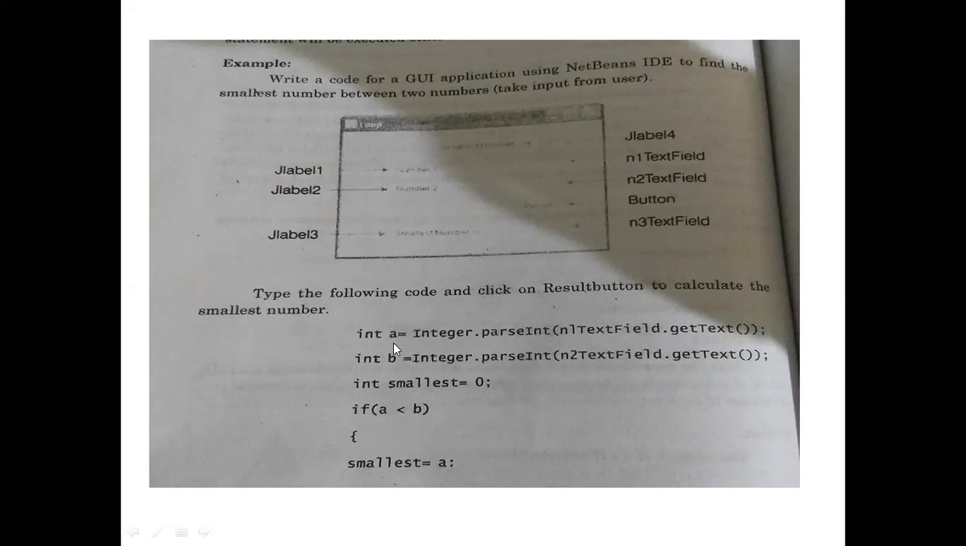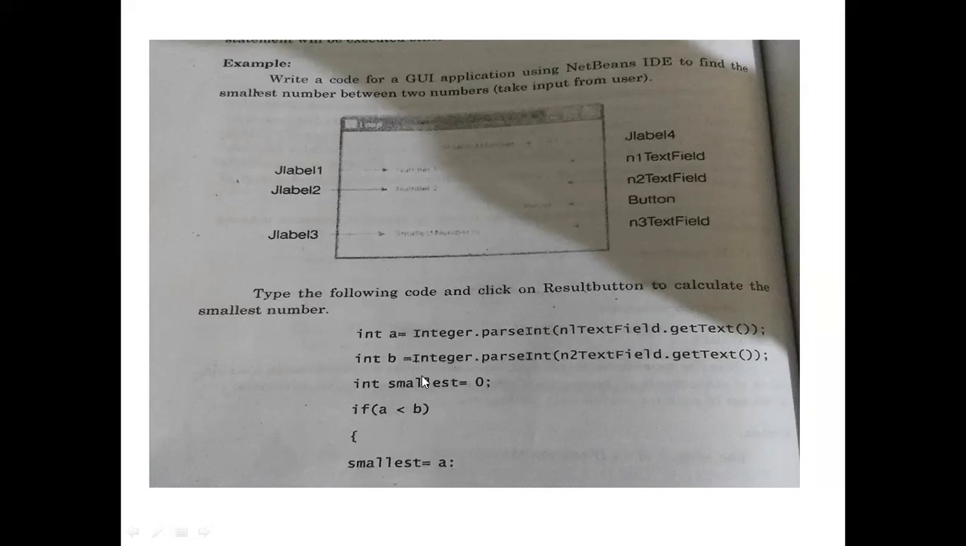Suppose I enter the value of a as 10 and the value of b as 20. Then 10 is less than 20, so it returns true. A relational expression returns true or false, so this expression returns true. Then only the body of the if statement runs. The statements in the curly braces are known as the body of the if statement. Here it is written smallest equal to a. Since a is less than b returns true, the value of a is stored in the smallest variable.